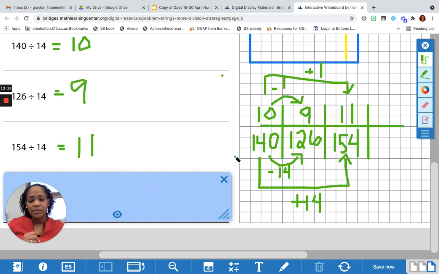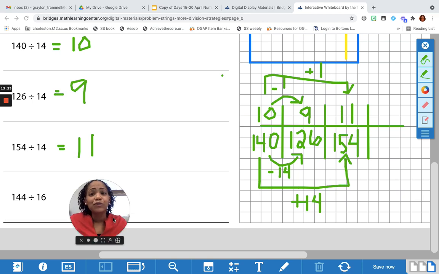So there's one more problem for this problem string, and I want you guys to try it out. And that problem is this. 144 divided by 16. So you may think about it as multiplication. 16 times something gives me 144. But we don't know what that something is. So we're just going to start at 10 because 10 has been our friendly number today. And we're going to say 16 times 10, which we know is 160. And hopefully you can use that to figure out 144 divided by 16.